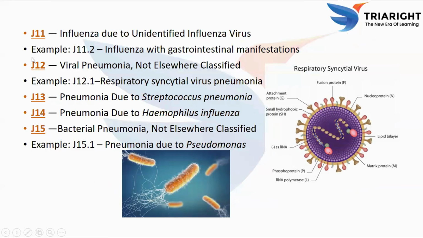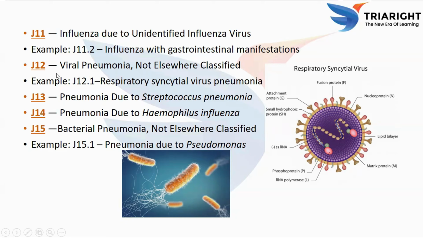Coming to J11. J11 is influenza due to unidentified influenza viruses. This code is used when the flu virus is not specifically identified in the lab test. For example, influenza with gastrointestinal manifestation. What is gastrointestinal manifestation? It means symptoms like nausea or vomiting. You have to use this code when doctors diagnose flu based on symptoms only, but there is no virus testing done. Only based on symptoms you have to code J11.2.